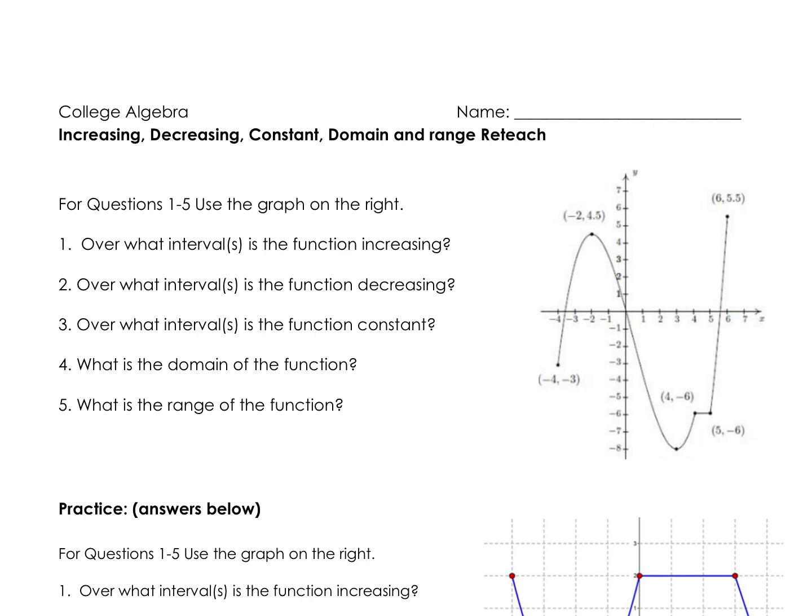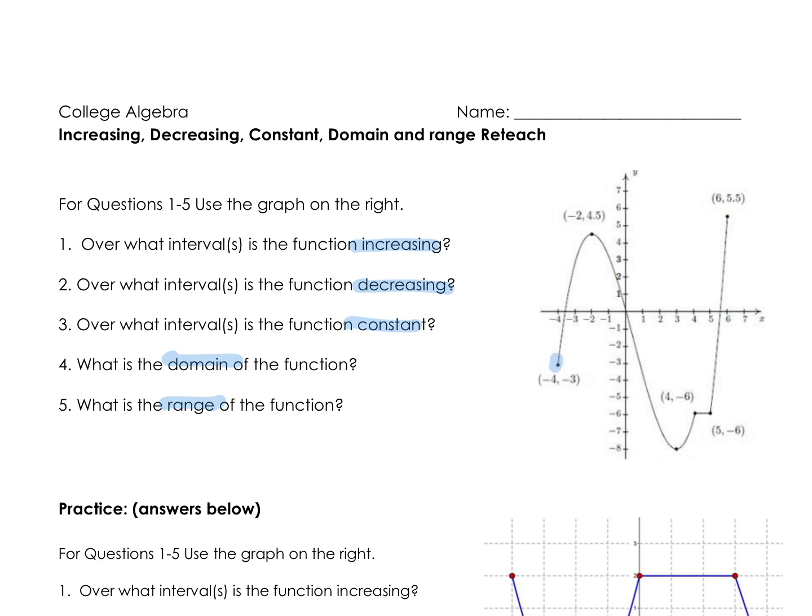All right, so for this example here, we have this graph on the right, and we're going to look for where the function is increasing, decreasing, constant, and then we'll do the domain and the range. So let's start with just tracing out the function.